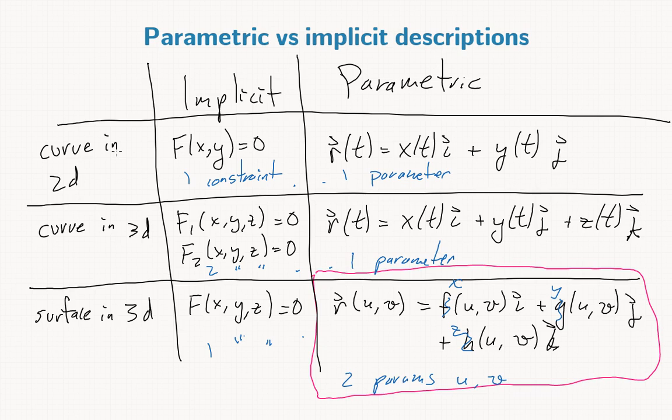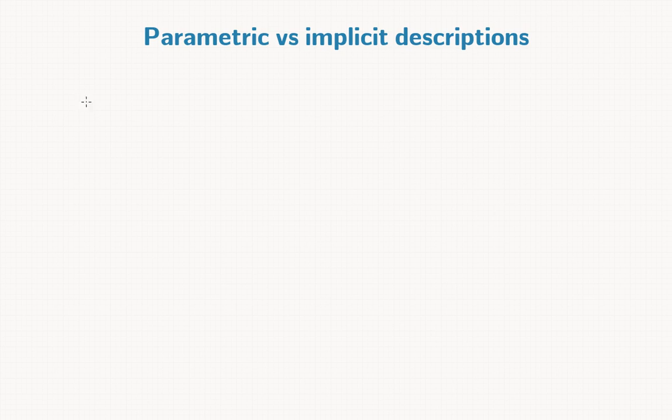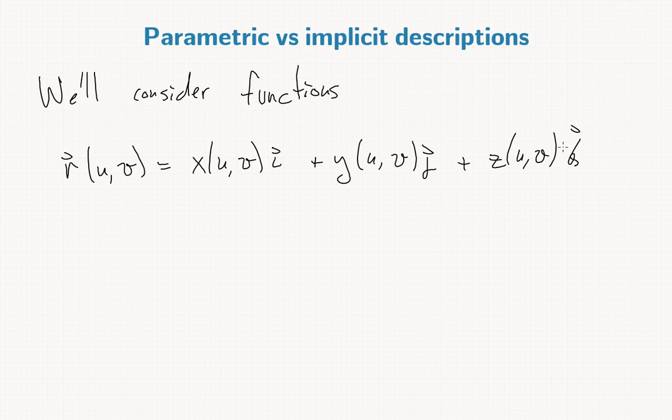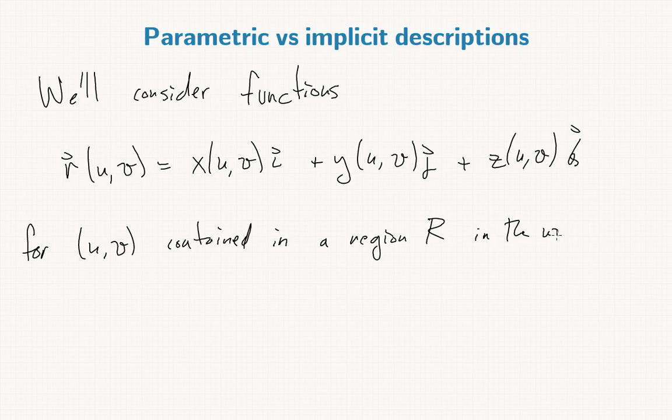So let me introduce some terminology. We'll consider functions r(u, v) = x(u, v) i + y(u, v) j + z(u, v) k for (u, v) contained in some region R in the uv plane.